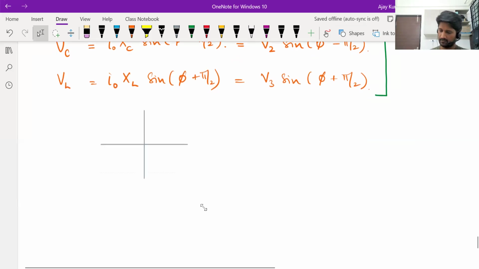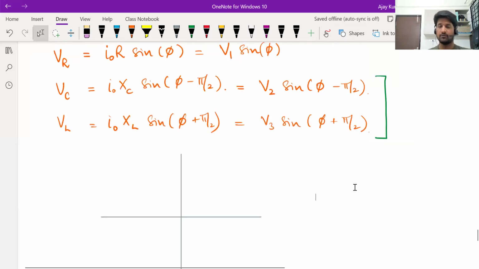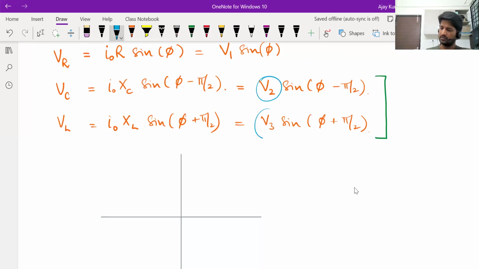So we have two vectors here. We have to consider them as two vectors. One of them is of magnitude V2. The other is of magnitude V3. And what is the angle between these two vectors? One is phi minus pi by 2. The other is phi plus pi by 2. Means the angle between them is 180 degrees. The difference between them is pi.